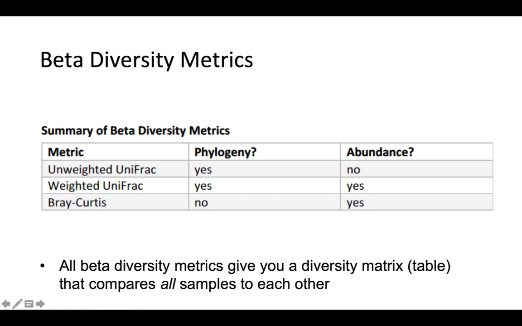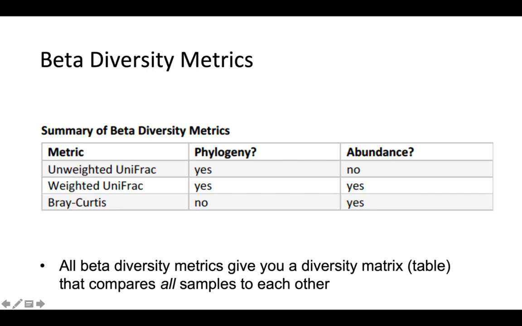So we've gone over 3 different metrics: 1 unique one, Bray-Curtis, and then 2 versions of UniFrac, weighted and unweighted. You can think about these as what information these metrics use to decide how diverse or different samples are. Unweighted UniFrac distance uses a phylogeny, but it's not using abundance. Remember Bray-Curtis didn't use phylogeny, but it did use sample abundance. And weighted UniFrac incorporates both. You're using the phylogeny, but you're also incorporating how many of each OTU were observed in each sample.